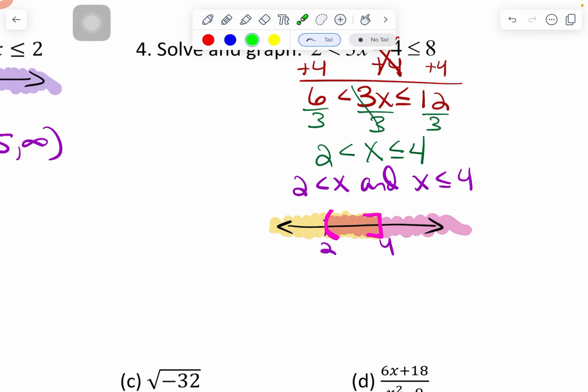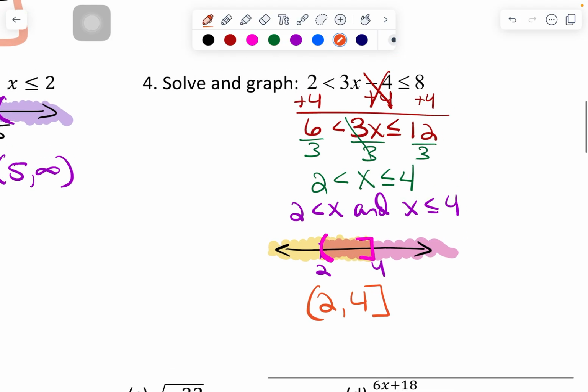So not the most high contrast here, but I have this part in pink and I have this part in yellow, and kind of right in the middle here is this orangey-ish color. That's the overlap that I'm going to be looking for in a conjunction. So shading starts at 2, parenthesis, ends at 4 with a bracket. All right, and that's the answer to number 4 there.